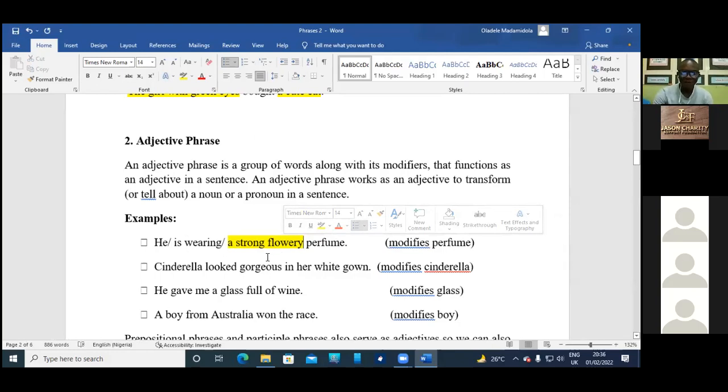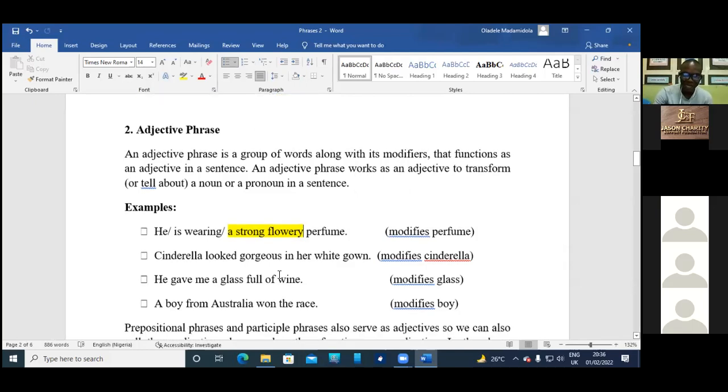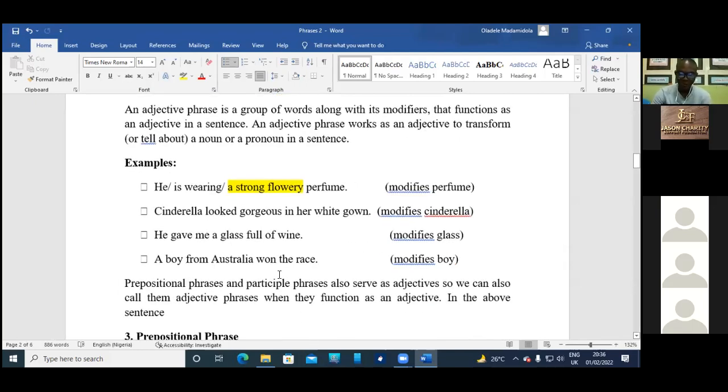Okay. So you have A, which is an article, and strong, which is another adjective. So that is the adjective phrase. The adjective phrase also has a head word, which is the most important word in the phrase, flowery. Let's quickly go through. I guess we just stop at adjective phrase today, but let's look at other examples.